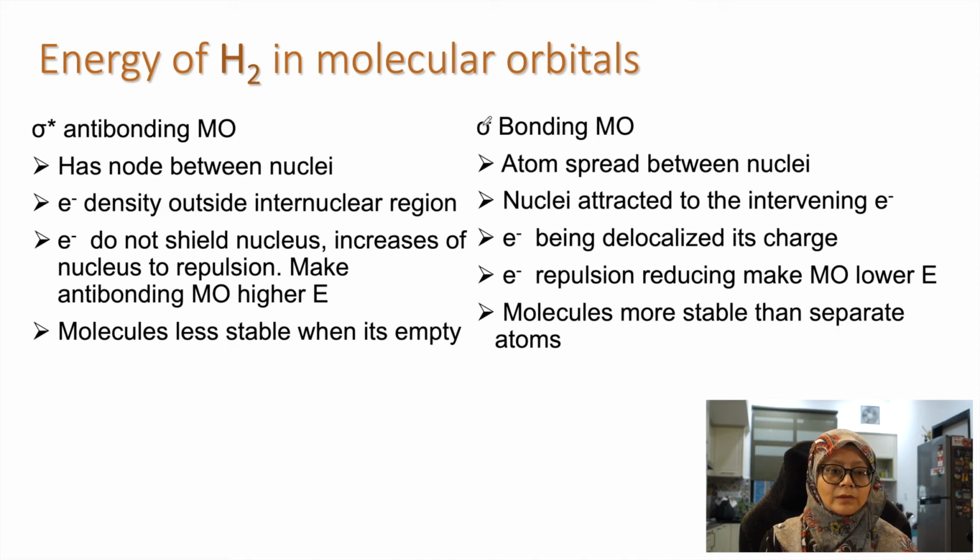Then let's look at the sigma bonding MO, where the electron density is spread between the nuclei, and the nuclei are attracted to the intervening electrons, with the electrons' charge being delocalized. Also, electron repulsion is reduced, making the MO lower in energy. And molecules are more stable than separate atoms.